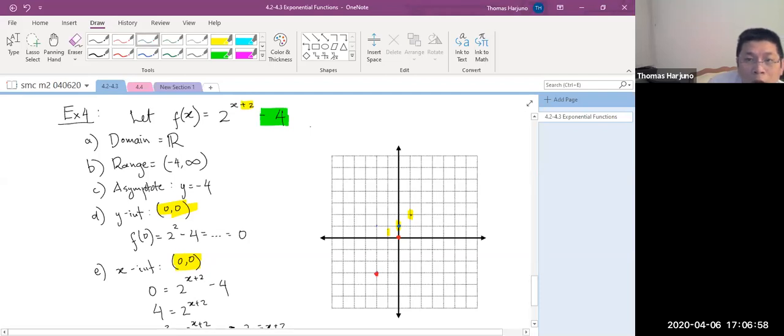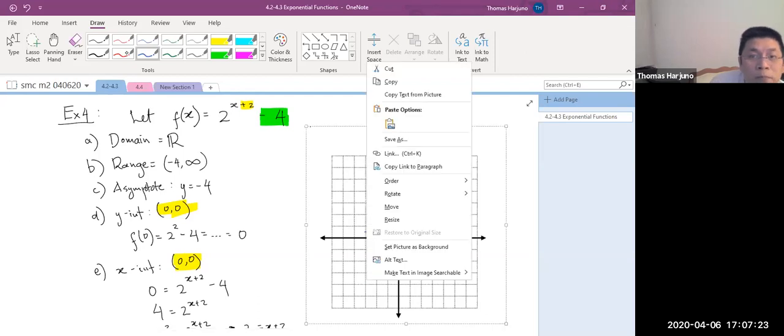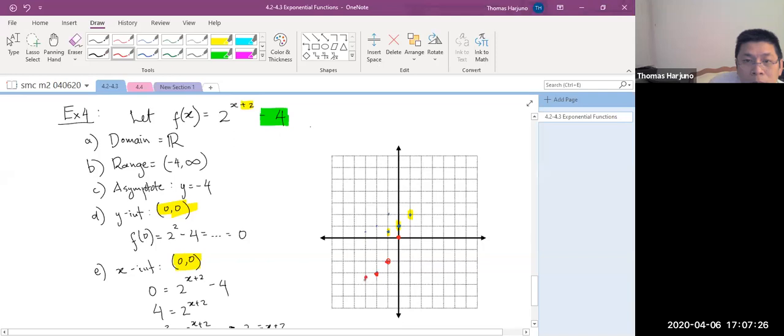And then (1, 2), 2 units to the left, 4 units down. Now it's here. Negative 1, 1 half, originally here, 2 units to the left, 4 units down. Now it's here. In fact, I know that the horizontal asymptote is y equals negative 4.